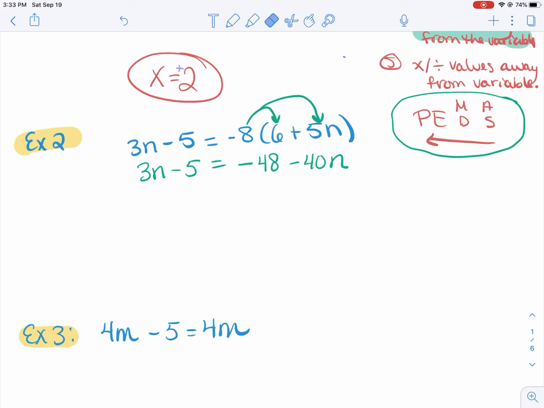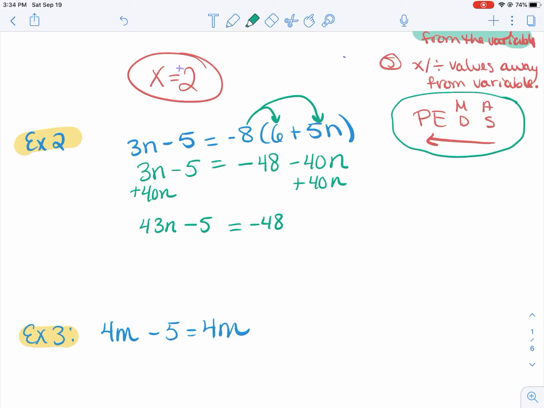Now I want to combine like terms from opposite sides, okay? So I see 3n and negative 40n, and I want to put those together. I'm going to do that. It doesn't matter which side I bring them to, but in this case, it's usually easier for me to keep my variable on the left. So I'm going to take negative 40n, and I'm going to do the opposite. I'm going to add 40n to both sides. So I get 43n minus 5, just gets brought down, is equal to negative 48.